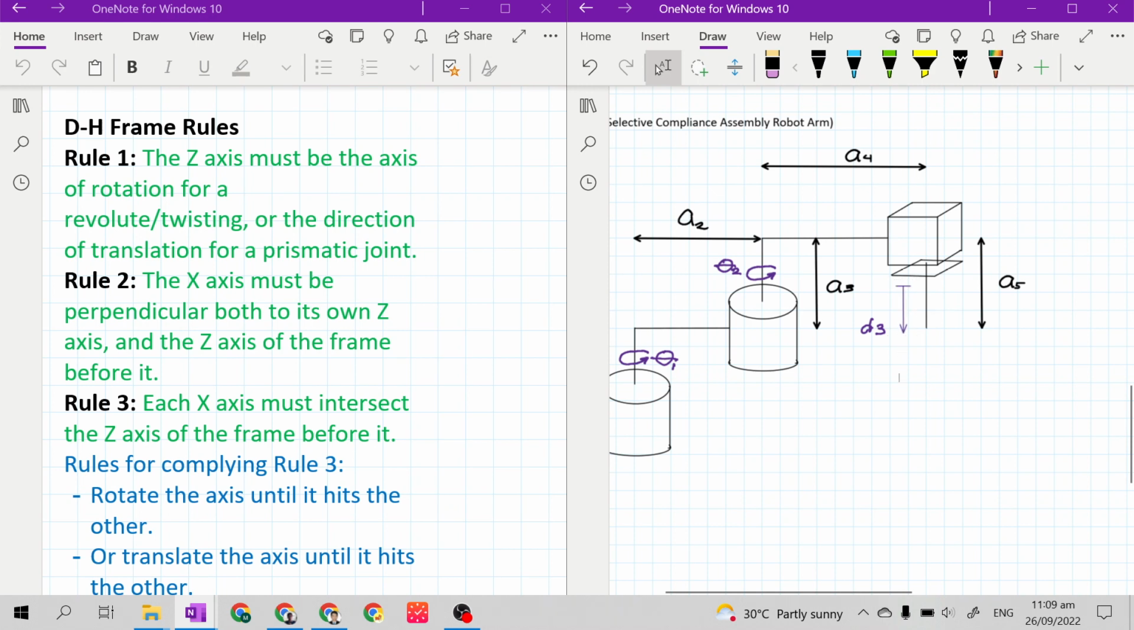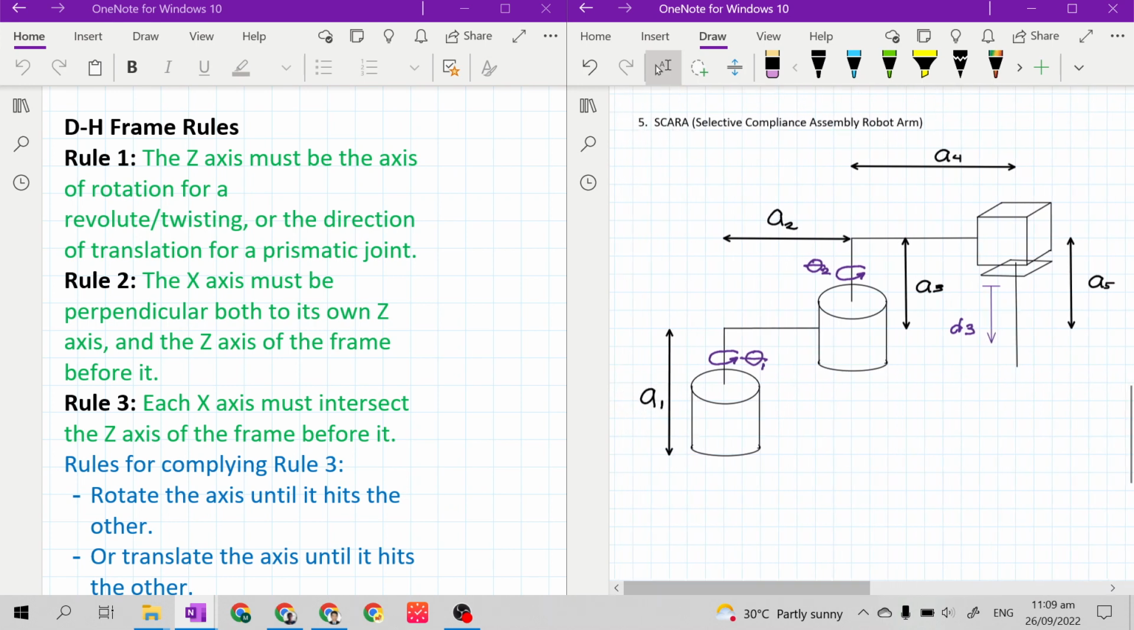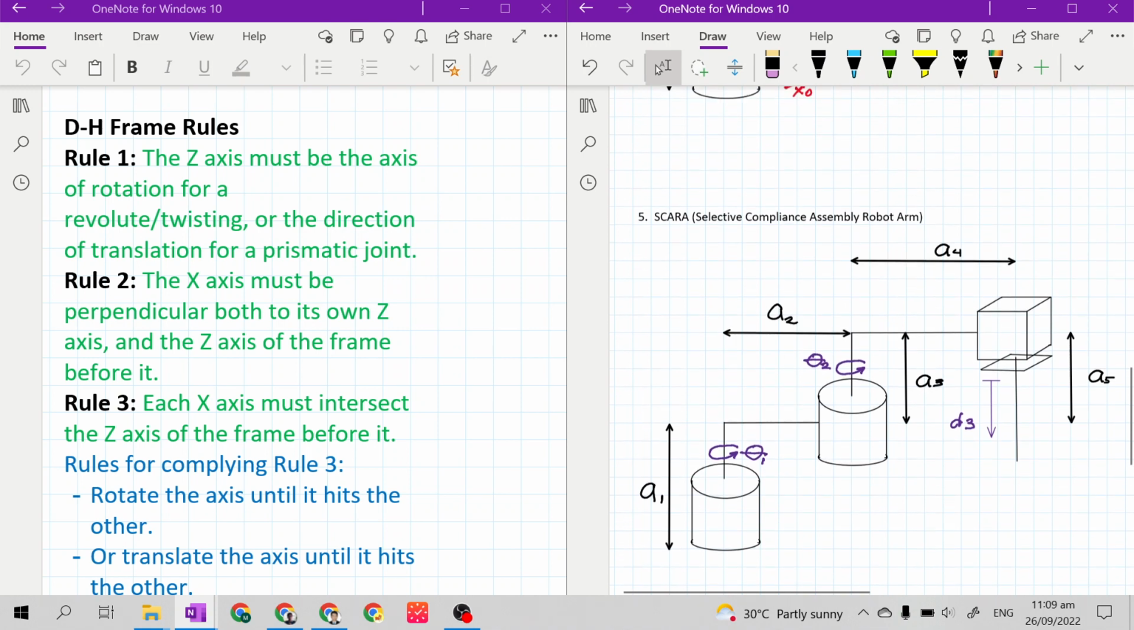So let's make this bigger, and I will make the link to the end effector longer so that it can be seen easily. Now we have all the labels of our links and joint variables. Now let's assign the frames.